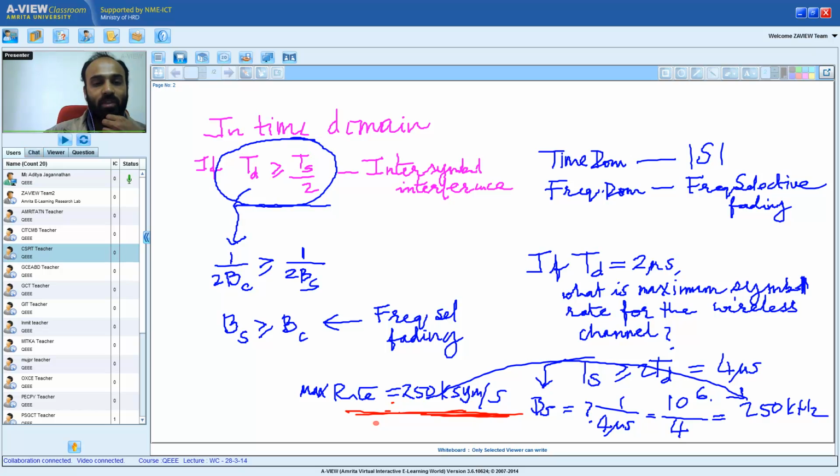For instance, OFDM is one such scheme. Unfortunately, we could not cover it in this course because of lack of time. Anyway, we'll try to see if we can cover that in a later course next time.